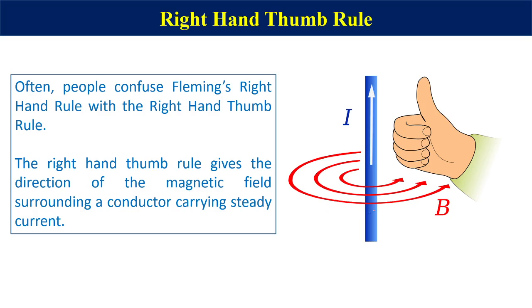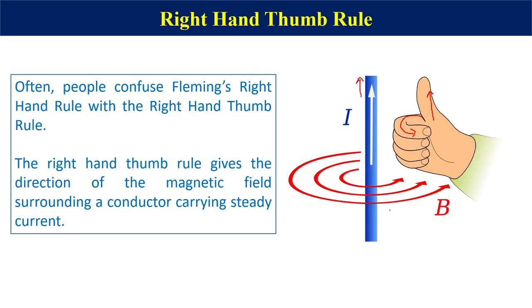What the thumb rule says: whenever you have got a steady current flowing through a wire, so this is a conductor through which a steady current I is flowing, in that case there will be a magnetic field generated all around this conductor in a circular fashion. So if you point your thumb towards the direction of the current and curl your fingers, in that case the curling direction of the fingers will give you the direction of the magnetic field surrounding this conductor. So this is known as the right hand thumb rule. This is quite different from Fleming's right hand rule and should not be confused.